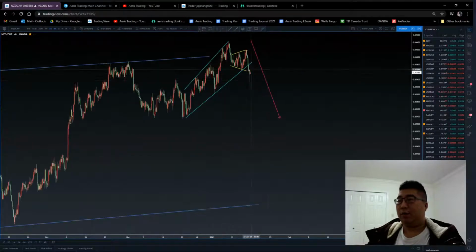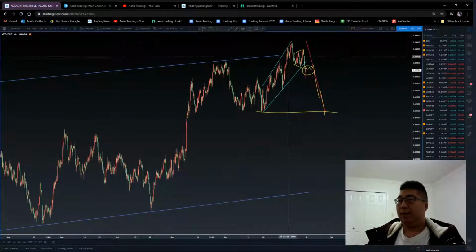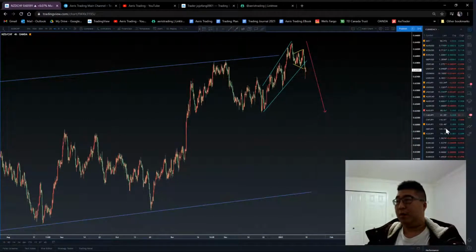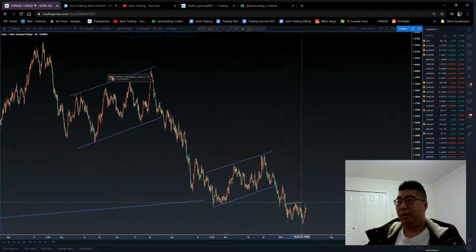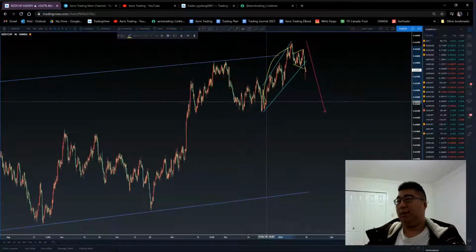Looking for some sort of continuation. Continuation here would be nice to push the price down to the lows here, and then potentially push more and more to the downside. Okay, this is looking good. This is looking better than Euro Kiwi, in my opinion. Usually they're somewhat correlated, but I like Kiwi Swiss a little bit more because of the current structure.